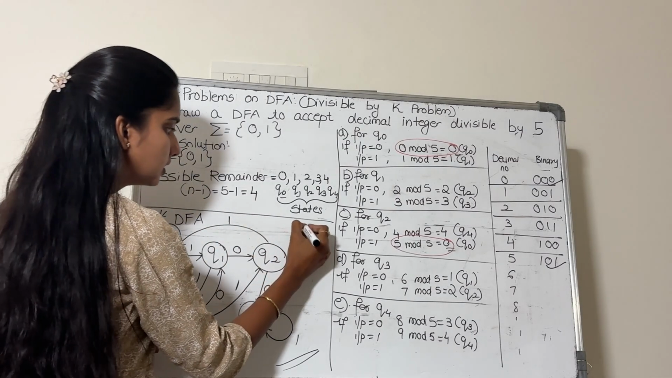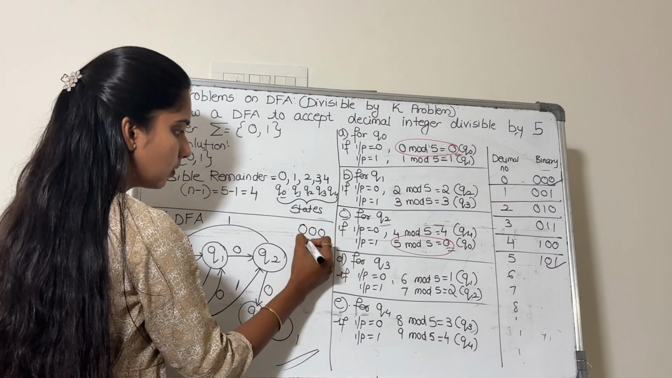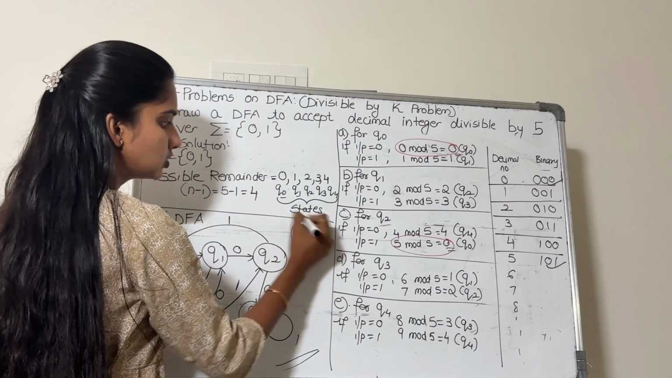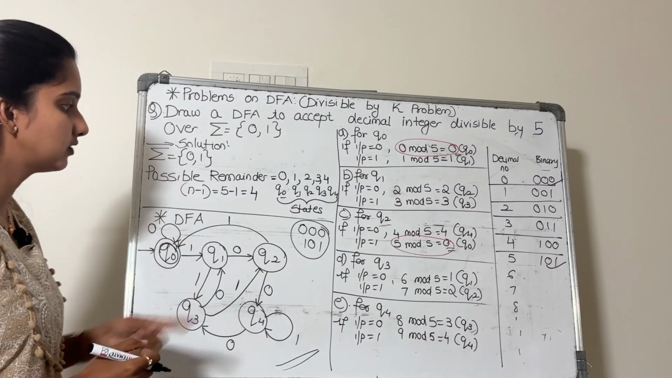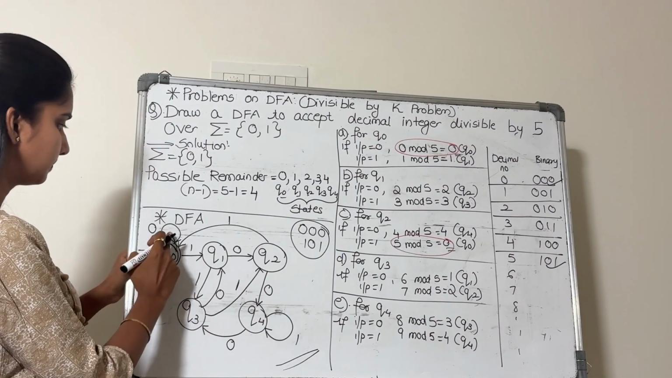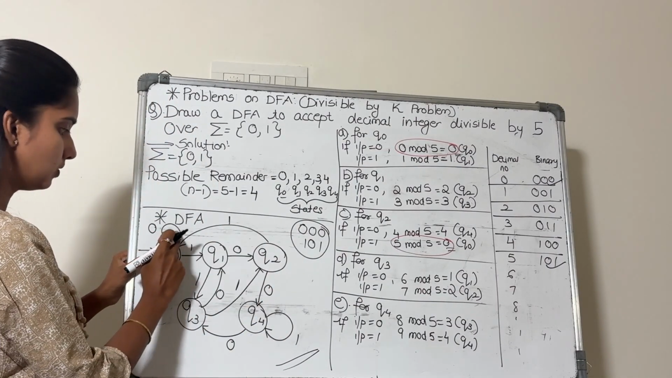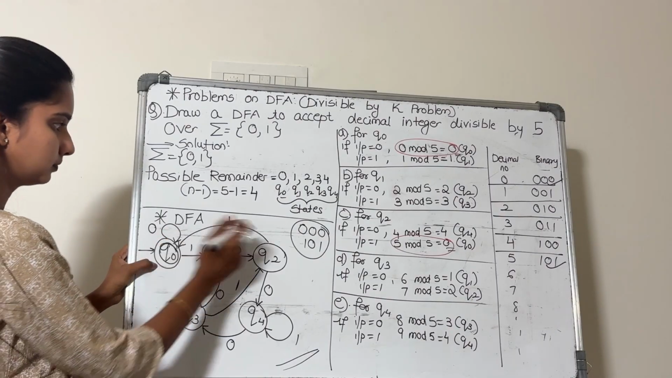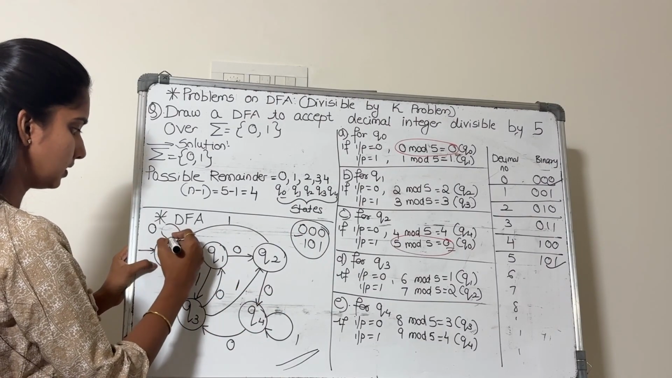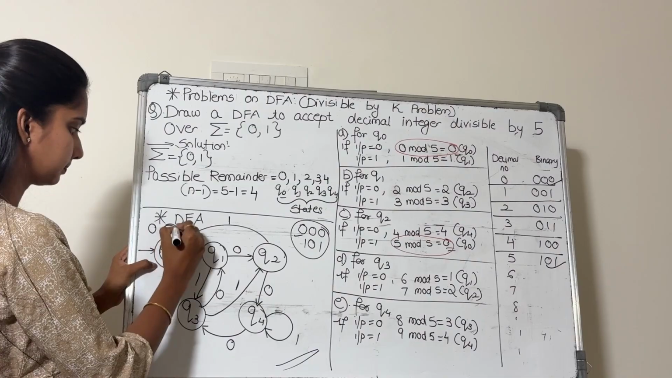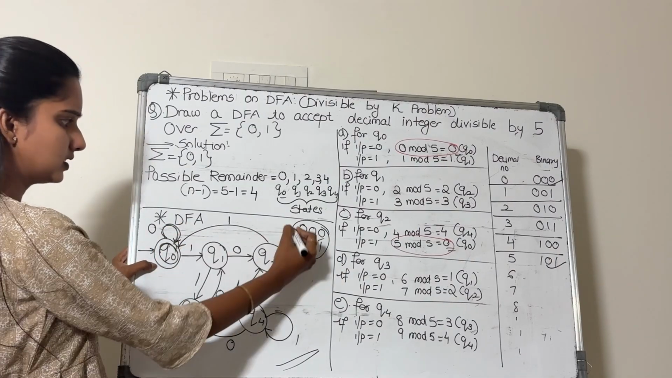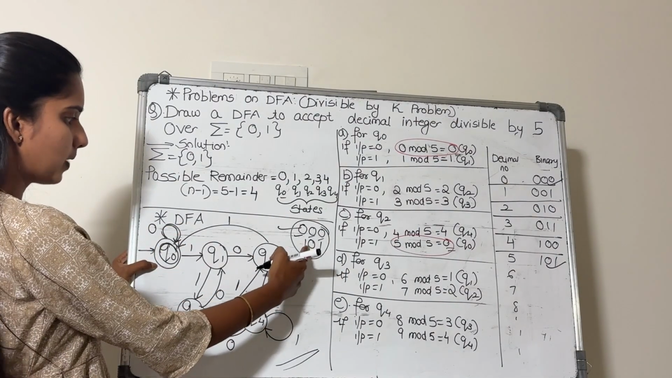As I told you, 0 0 0 and 1 0 1, these two strings need to get accepted. Let's check if these two strings are getting accepted. It is 0, I am at Q0. From 0, again 0, again I am at the same loop, again 0 0. So this is going to get accepted. Now let's check for 1 0 1.